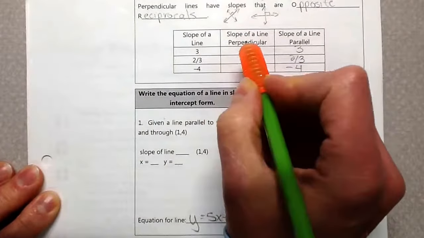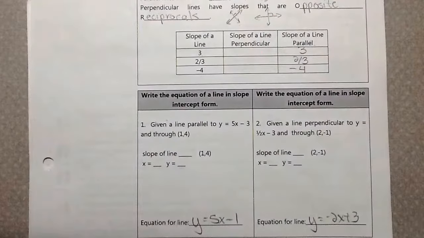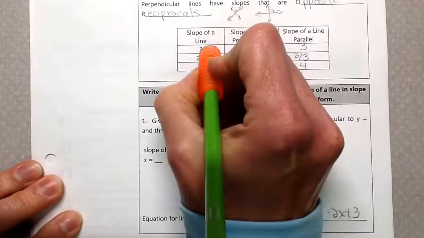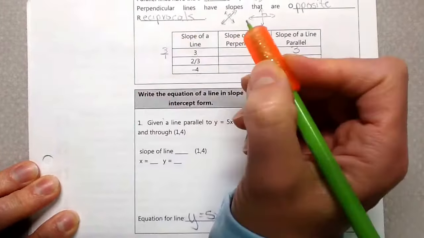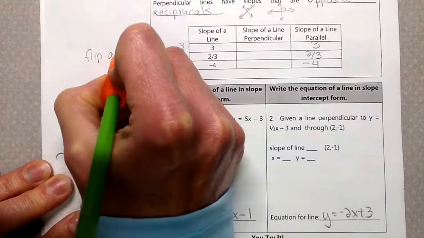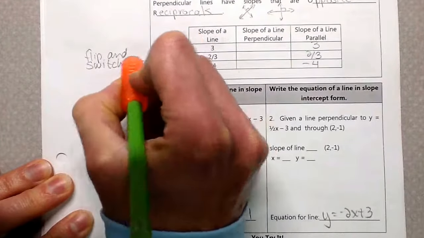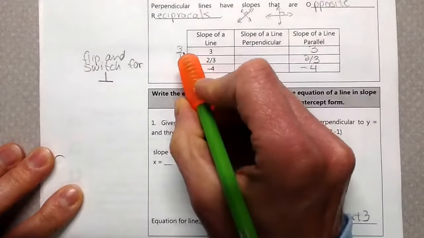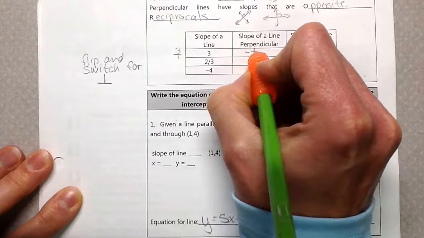Now, if we want to do perpendicular, remember, as one line goes up, the other one goes down. So we need a negative or an opposite reciprocal. So remember, you can write 3 as 3/1. So we're going to do two things. We're going to flip and switch. And I'm just going to use a symbol for perpendicular. Okay, so now we're going to flip this, and we're going to switch the sign. So this would be -1/3.